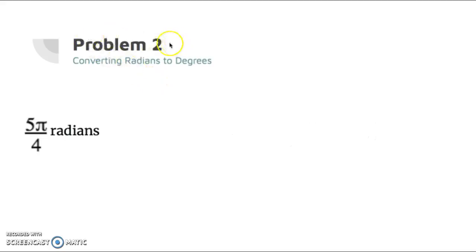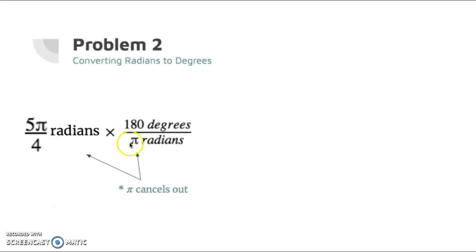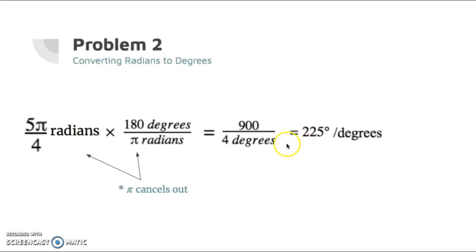For problem 2, we're converting radians into degrees. Here we have 5 pi over 4 radians. We will then multiply this by 180 degrees over pi radians. The pi's will cancel each other out, and multiplied together will equal 900 over 4 degrees, which then simplifies to 225 degrees.